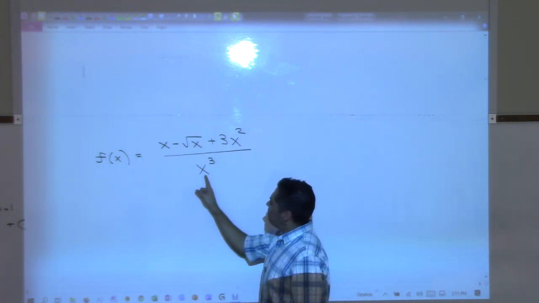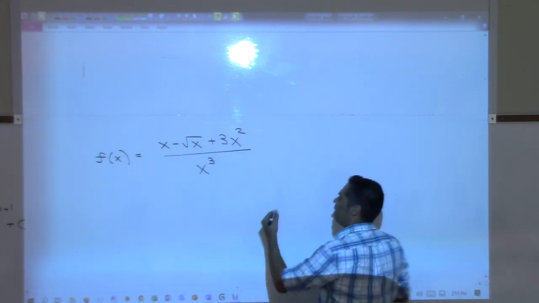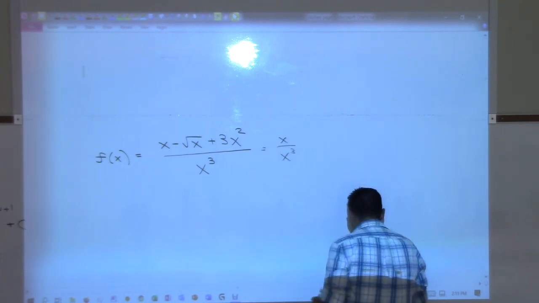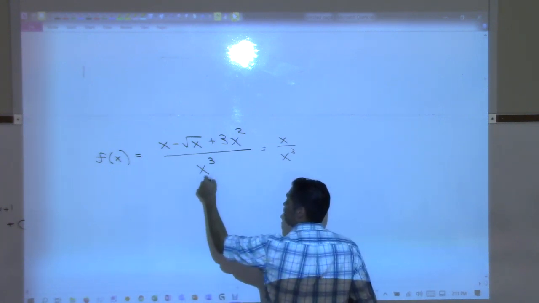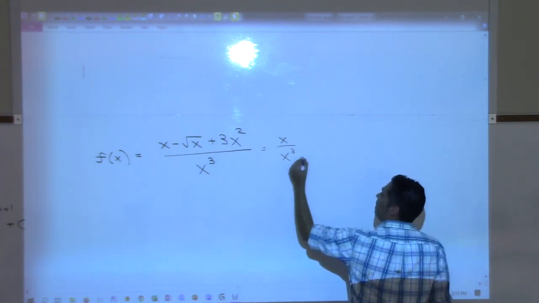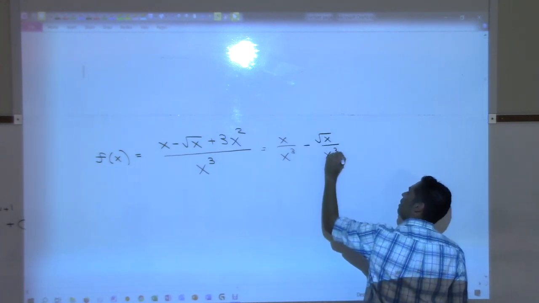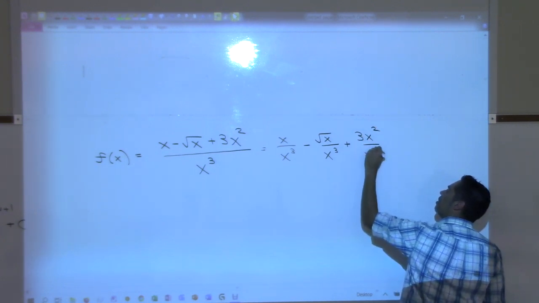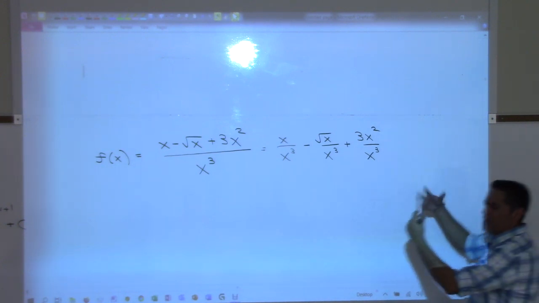Because we have a single term in the denominator and 3 separate terms in the numerator, we can separate this out to be x over x cubed. Now I had to very specially make this. I mean, I had to leave this as a single term, didn't I? And then we could do minus the square root of x over x cubed, and then plus 3x squared over x cubed, right? That we could do. James, what would you do at that point? Start reducing, simplifying these, right?